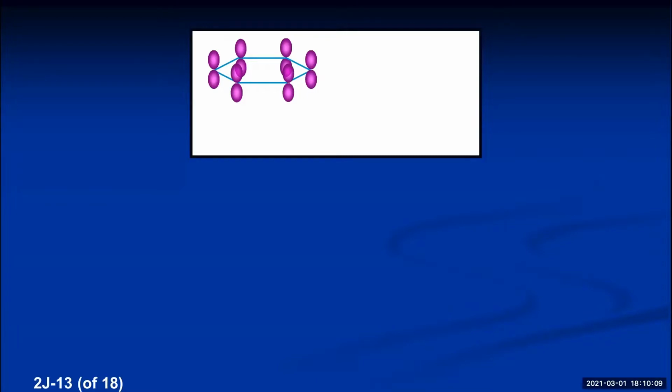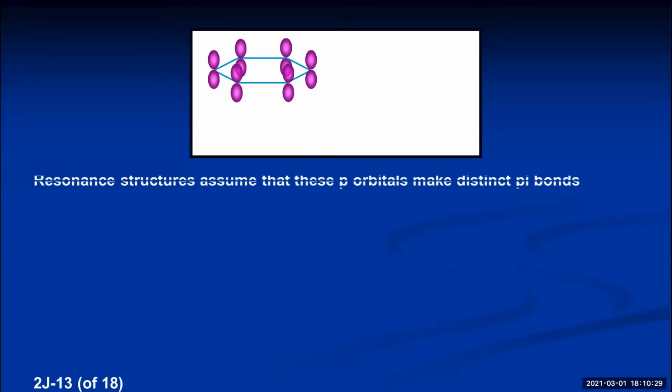Now, what do each of the resonance structures indicate? There's a double bond, then a single bond, then a double bond, then a single bond, then a double bond, and a single bond. Well, a double bond is a sigma bond, which is the blue, plus a pi bond, which is the overlap of a pair of p orbitals. So one resonance structure is just making distinct pi bonds between pairs of carbons. Resonance structures assume these p orbitals make distinct pi bonds, maybe like this. The bottom two on the left are making a pi bond, the bottom two on the right a pi bond, and the back one is making a pi bond. Those are the double bonds, and then the other ones not double bonded just have single bonds.